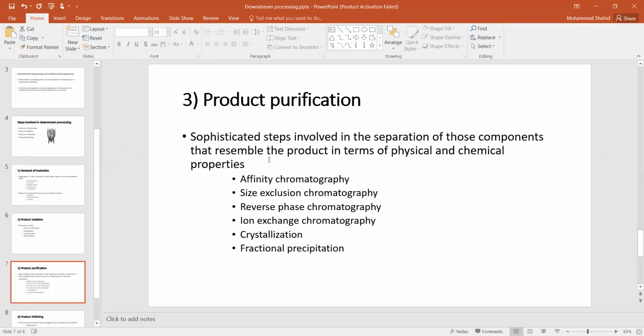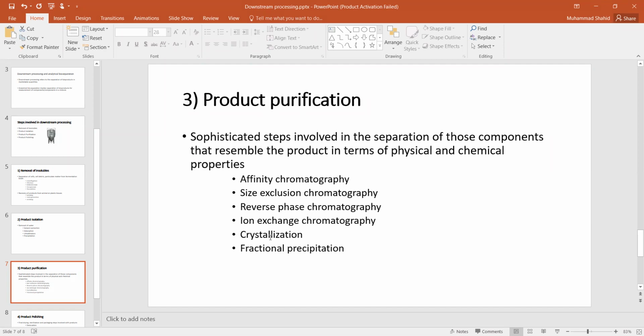Then another technique that is used for product purification is called ion exchange chromatography. It is obvious from the name that it separates the molecules on the basis of their charge. So here our purpose is to separate out the polar molecules that have a charge. We separate the molecules on the basis of their charge.